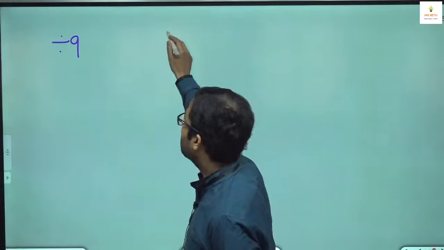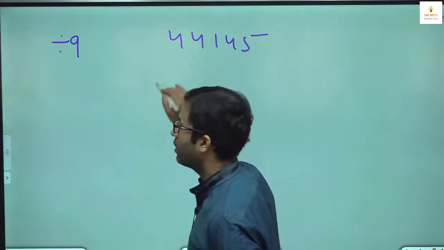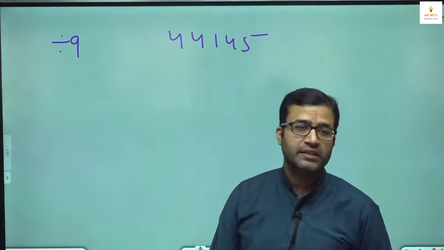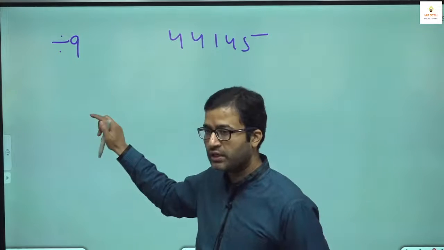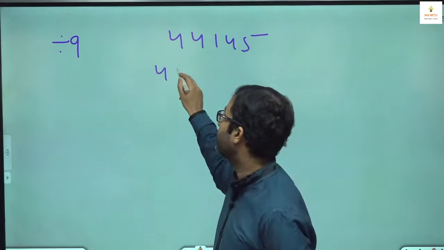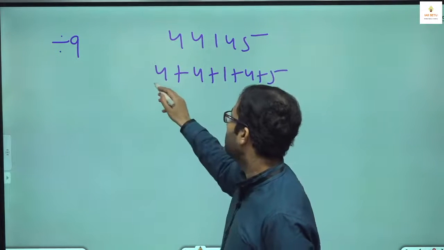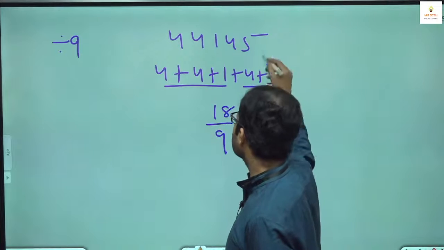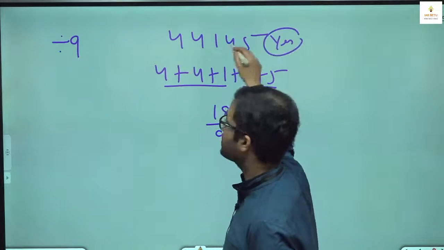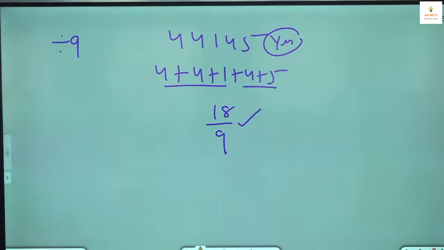Divisibility of 9, like if I take the number 44,145, the rule of divisibility of 9 is that the sum of the digits has to be divisible by 9. Earlier 3, now 9. This is 4 plus 4 plus 1 plus 4 plus 5. This is 9 plus 9, 18. We know 18 is divisible by 9. So yes, this number is divisible by 9. 44,145 is divisible by 9.